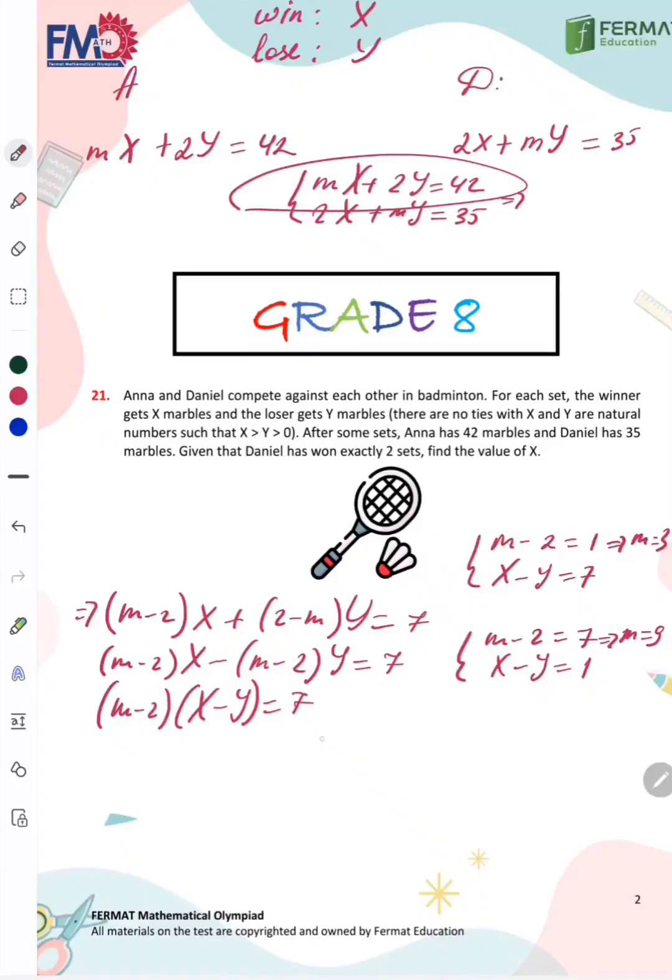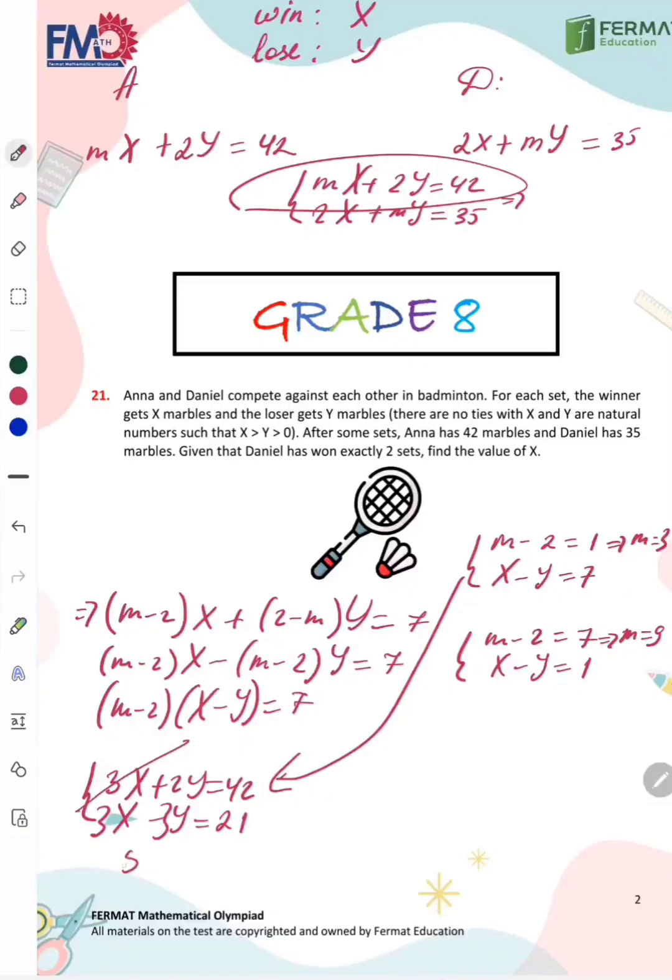Let's do it in the first equation. If M is 3, we get 3X plus 2Y equals 42. And we will take this one into consideration: X minus Y equals 7. Now, if we multiply all the terms of the second equation by 3, we get 3X minus 3Y equals 21. By eliminating X's, we get 5Y equals 42 minus 21, which is 21. Y equals 21 over 5, which is not an integer. So let's look at the second case.